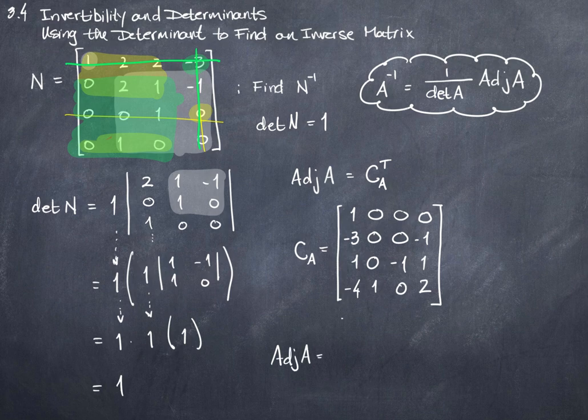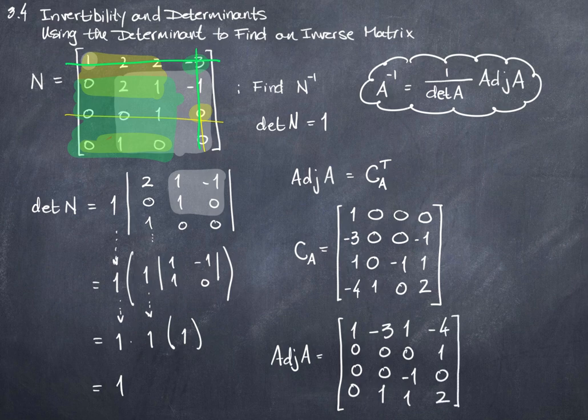And that's going to be the same matrix, but instead of rows 1, 0, 0, 0, I have a column 1, 0, 0, 0. Instead of a row of negative 3, 0, 0, 1, I have a column. And then I have 1, 0, negative 1, and 1. And typically, not giving myself enough room, negative 4, 1, 0, 2. That's my adjoint. So to find the inverse, I need to take 1 over the determinant. The determinant is just 1. And multiply it by the adjoint.